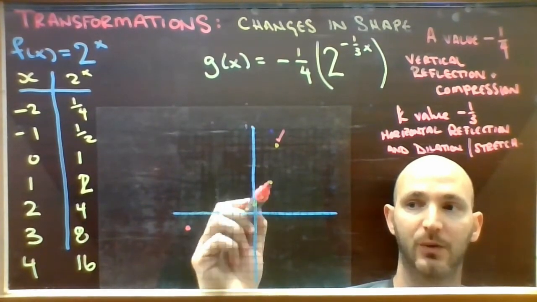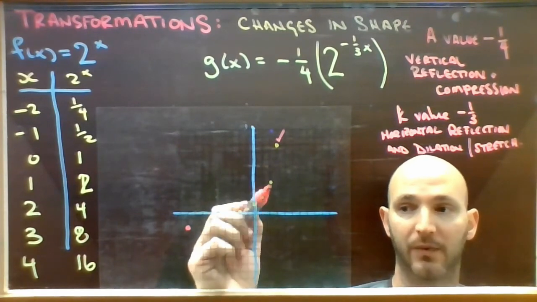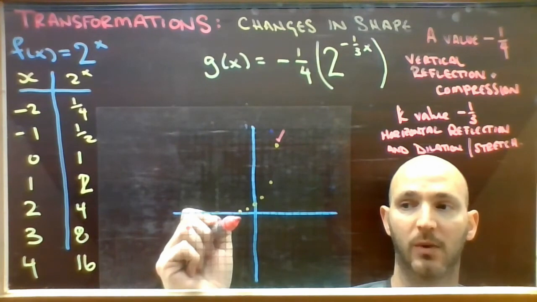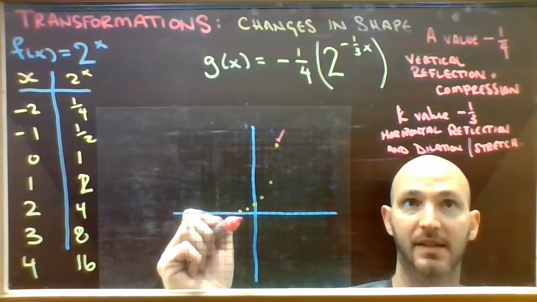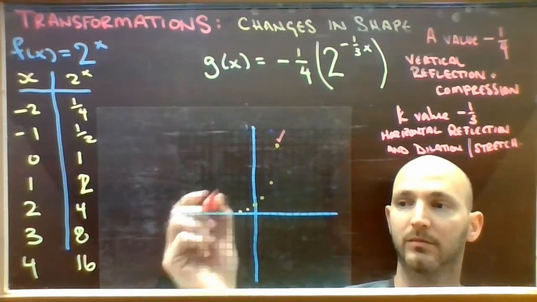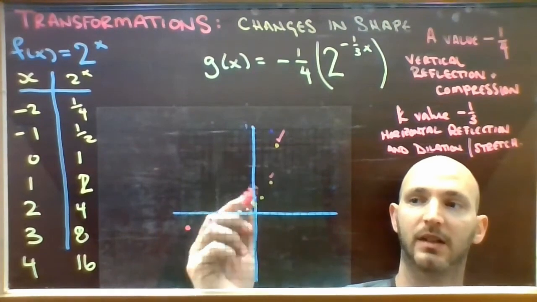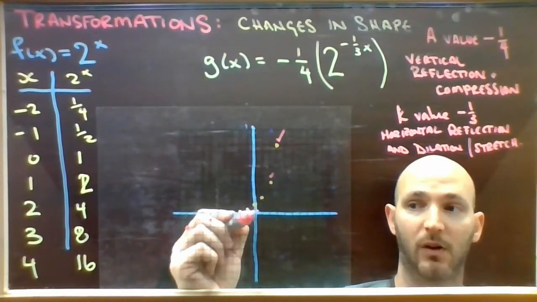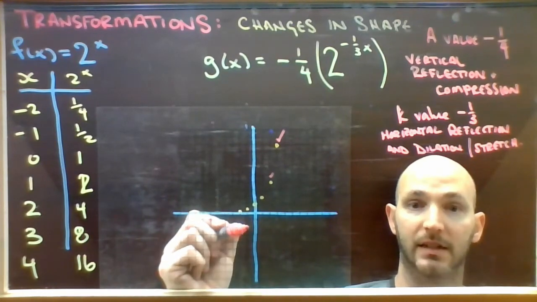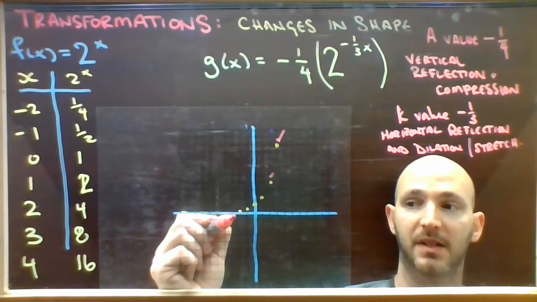Now we need to do this one. This is at 2 and 4. Reflect it, 1/4 of its normal height, and thrice as far. So instead of 2, I should be at 6. Check. This one, over 1 up 2. Reflect it, 1/4 of its normal height, and 3 times as far as it used to be.